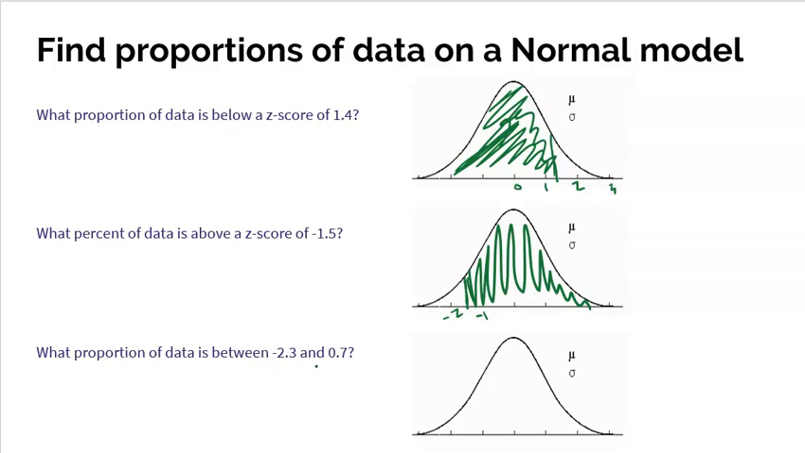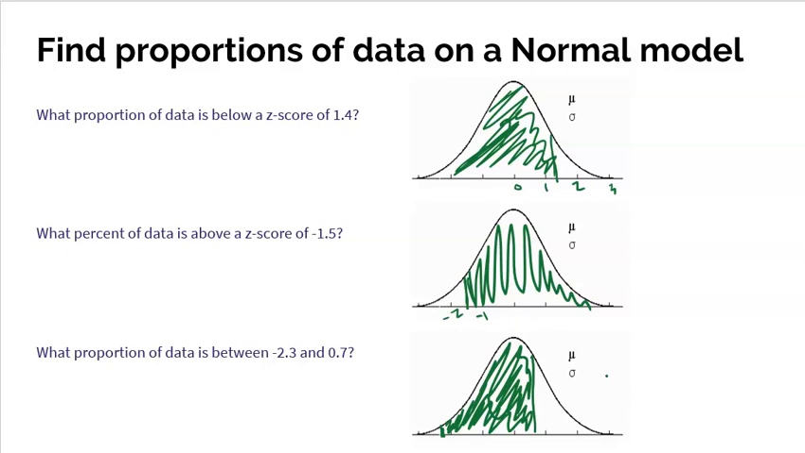And I could also answer questions like this, what percentage or what proportion of data is between negative 2.3, which would be right about here, right? And 0.7. 0.7 would be right about here. So it's kind of an awkward shape there, but between those two values, what proportion would fall there? Well, for any random population where I have no idea what its shape is, that would be a really hard question to answer, right? But with the normal model, this is actually a really easy question to answer.